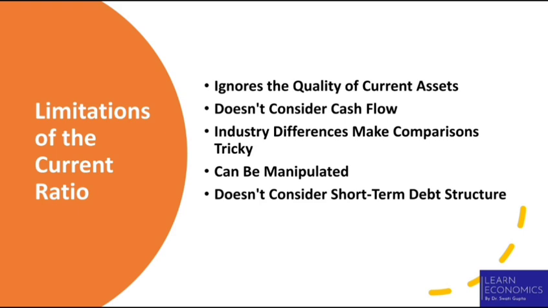Fourth, can be manipulated. Companies can artificially inflate their current ratio by adjusting financial statements before reporting periods. For example, a company may delay paying suppliers for 1 month, which temporarily increases cash and pushes the current ratio high. This manipulation makes the company appear more liquid than it actually is.